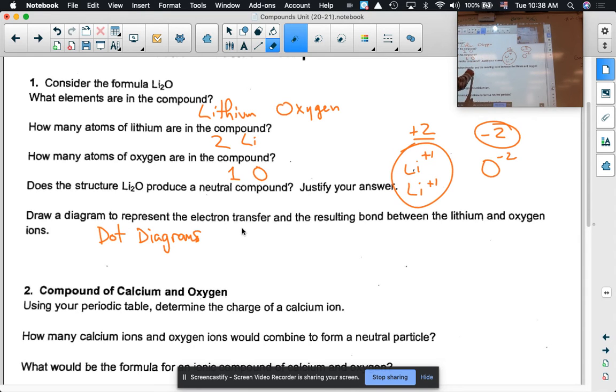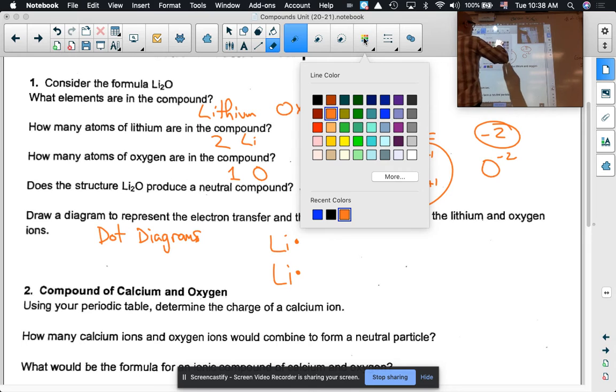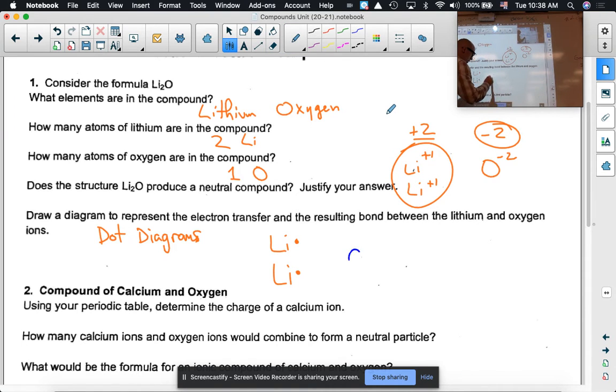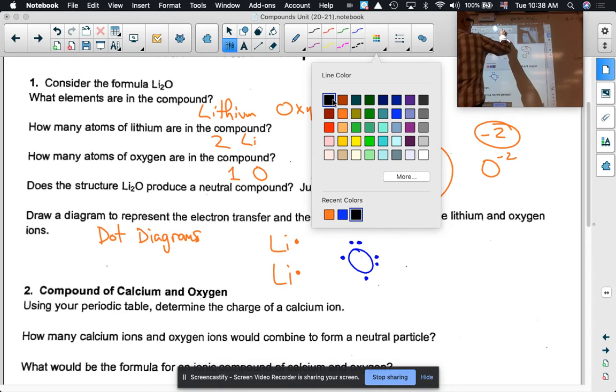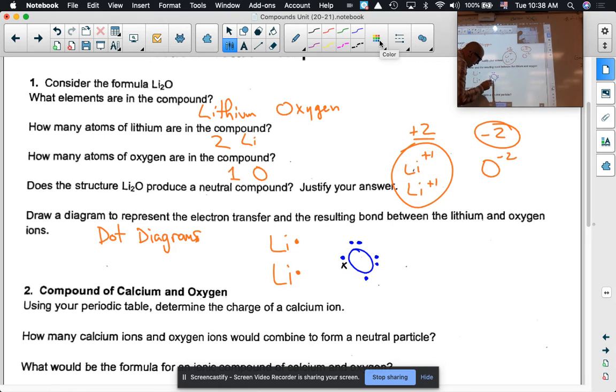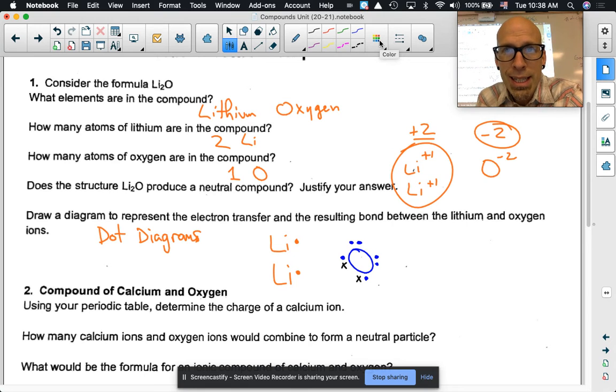So if we have 2 lithiums, I'm going to draw a lithium like this, a single dot. Lithium, lithium, 2 of them, single dot. I am going to use a different color for oxygen because I can. Oxygen is going to be blue, and I have 1, 2, 3, 4, and then 5, and then 6. Now, if you'll notice, oxygen has an empty spot here and here. And by empty spot, I mean 2 places where electrons need to be for oxygen to have a complete octet. It wants those 2 spots full so that its outermost level can be full.